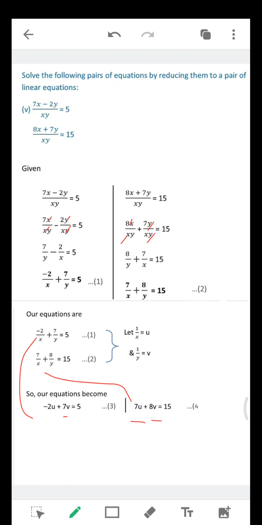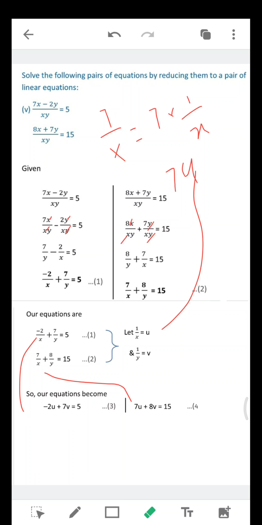I already said you how it becomes. 7 by x can be written as 7 into 1 by x. And what is 1 by x? 1 by x is u, so this becomes 7u. So 7u plus 8v is equal to 15. Now these are our equations. I'll name them as equation 3 and 4.